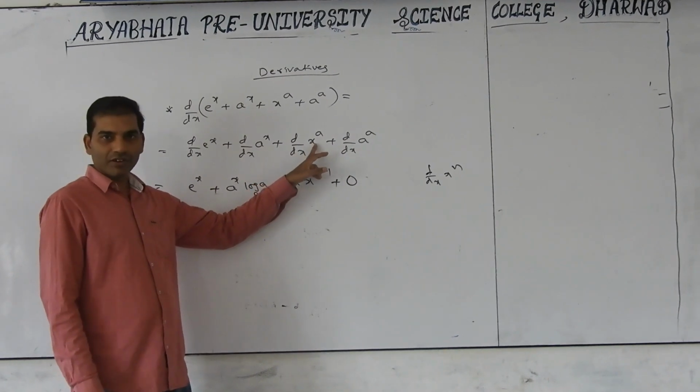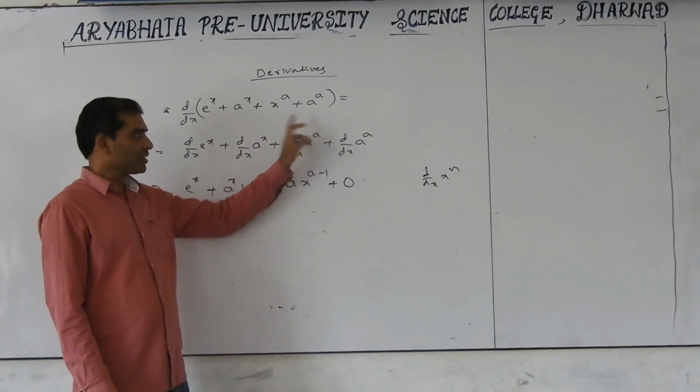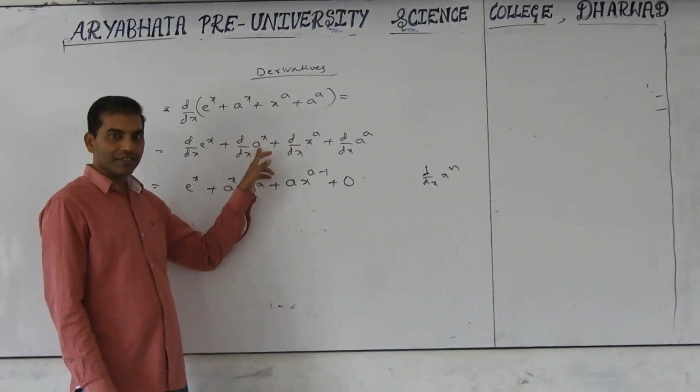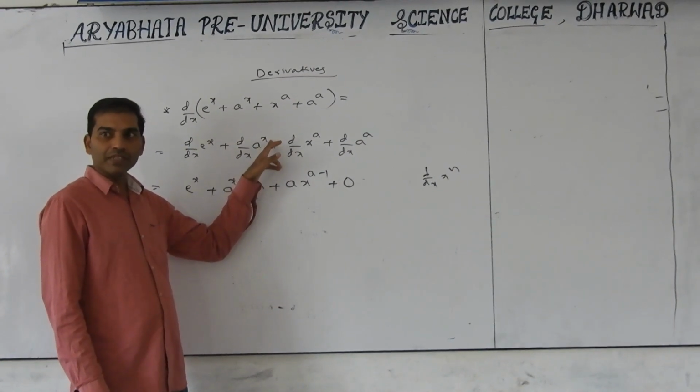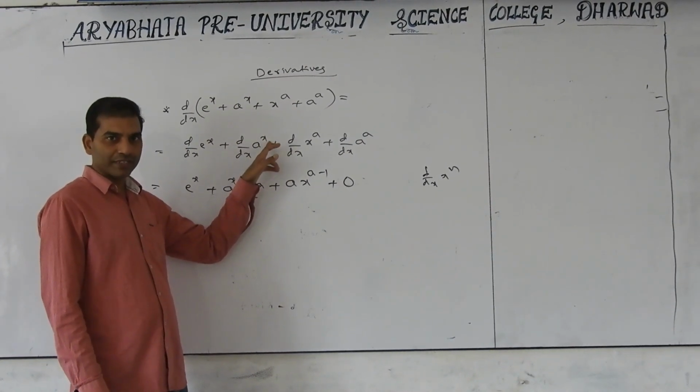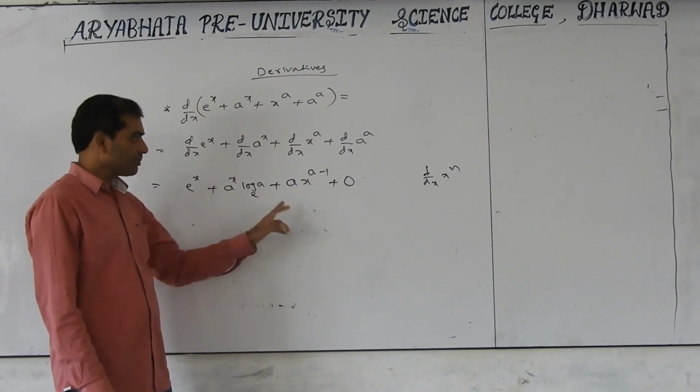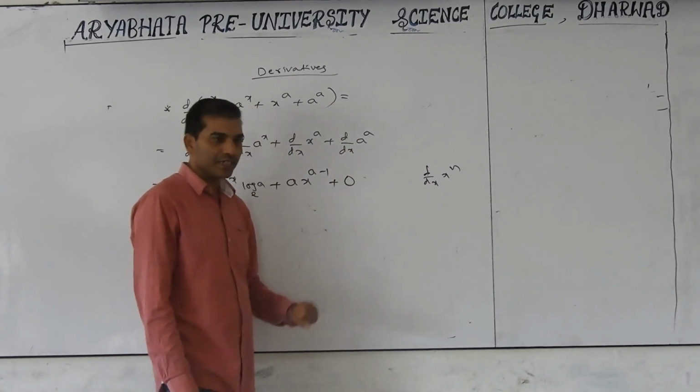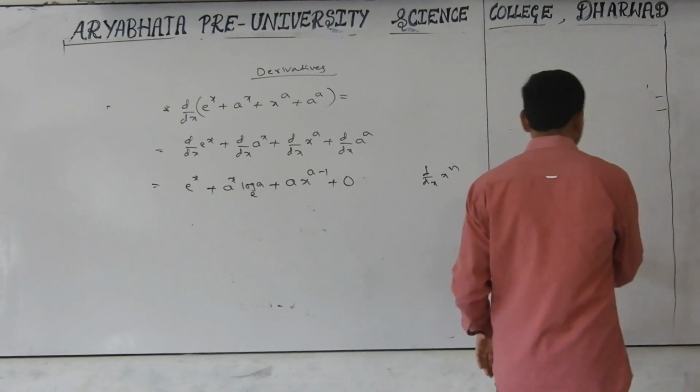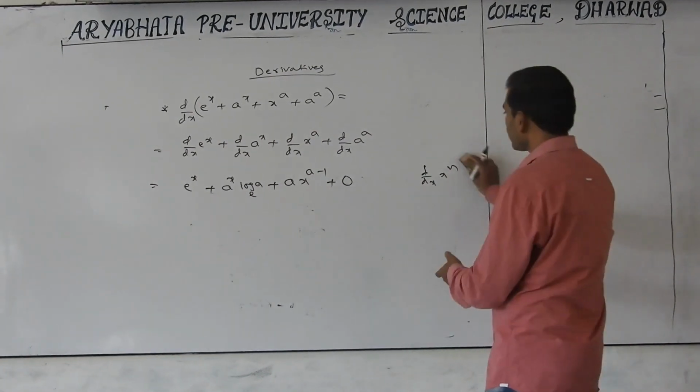X power a is not constant. This is the form of x raised to n. A raised to x is not constant. Base is constant. Power is variable. A raised to x form like this. Understood step? Ready for it? A power a constant is 0. Next, one more.